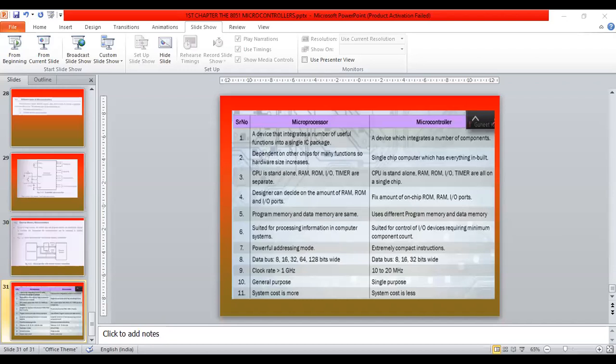In a microprocessor, we have many instructions to move data between the memory and CPU. But in a microcontroller, we have only 1 or 2 instructions to move data between the memory and CPU. The access time, that is speed, for memory and input output devices is higher in the case of a microprocessor, which means speed is slower because everything is attached. But in the case of a microcontroller, access time is less due to the inbuilt memory and input output devices.